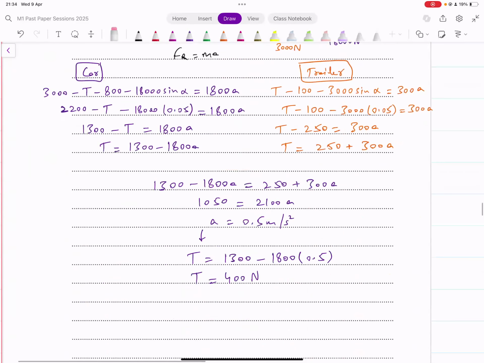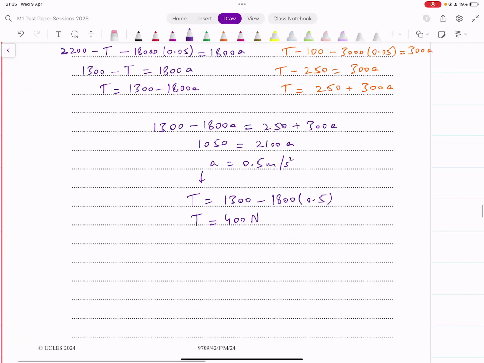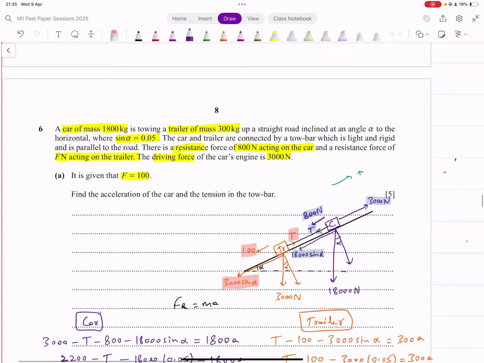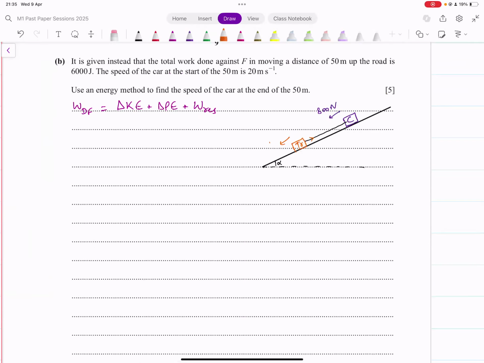Okay, now the total work done against F. So what were the forces acting? What were the resistive forces acting on the car? The resistance was 800, right? And on the trailer, it was F. They are saying the total work done against F in moving a distance of 50 meters up the road is 6,000 joules. Work done against this resistance is given to be 6,000 joules.